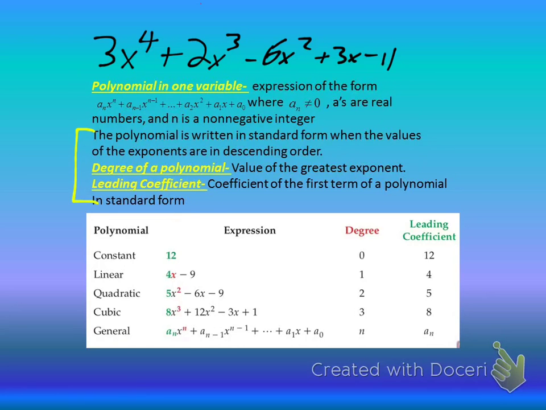Wait, so what if it isn't in descending order? You just move the terms around so they are, and leave the sign. We'll do one like that in a little bit. Alright?